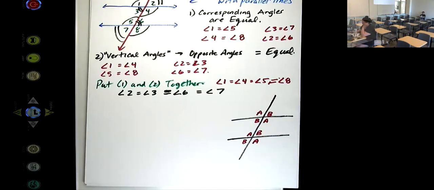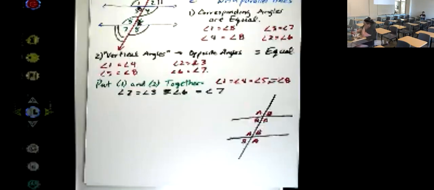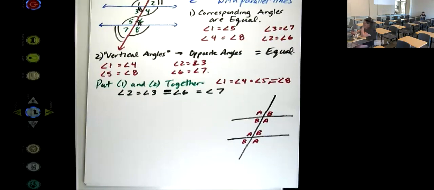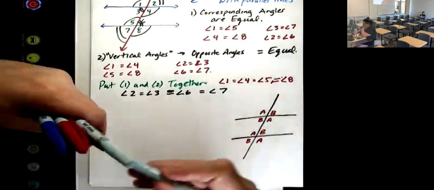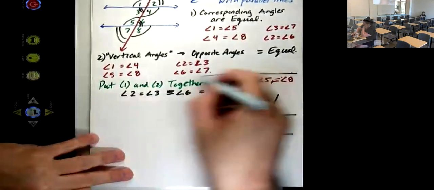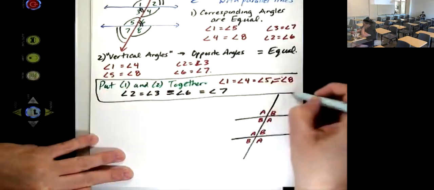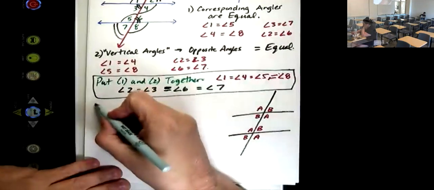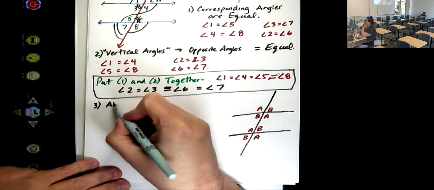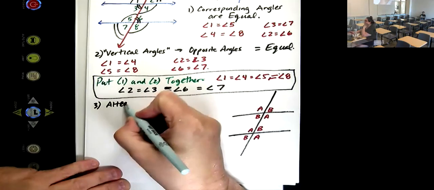There's more rules. I only stop with the first two, but the rest of them all say the same thing. Alternate interior angles are equal. This is rule number 3. I'm gonna put a box on this. This is pretty important. This is the big picture. Rule number 3 is alternate interior angles.